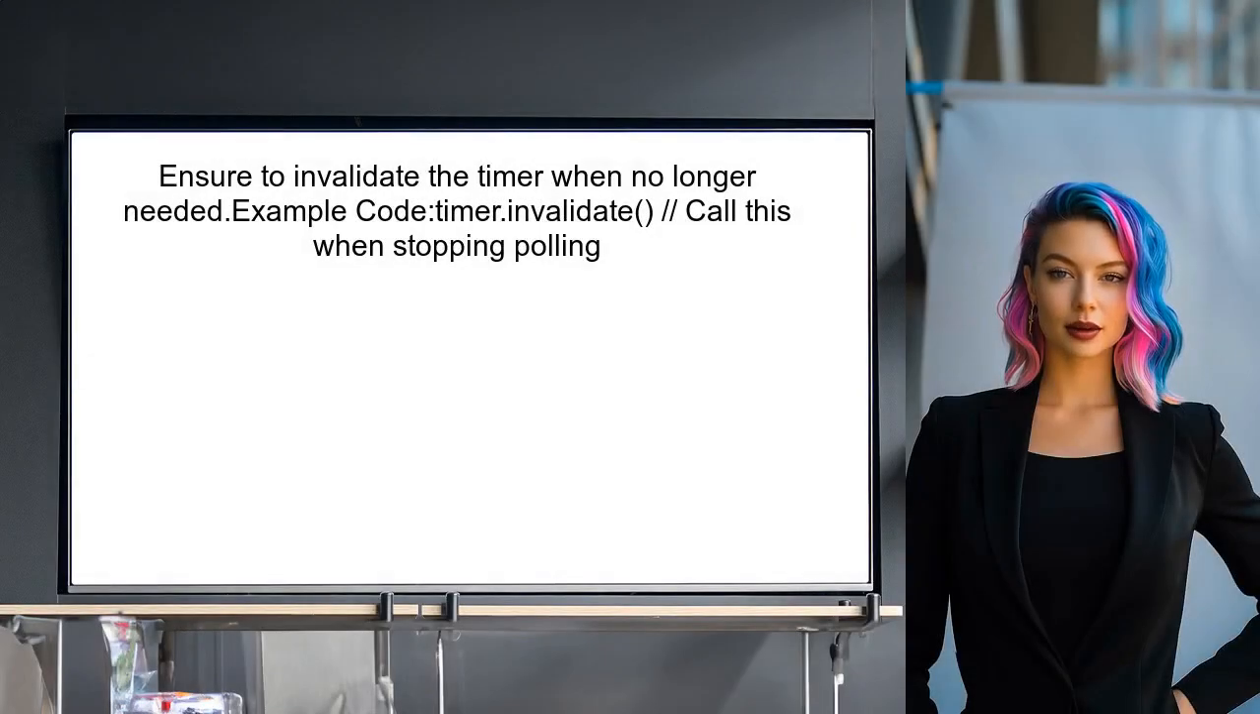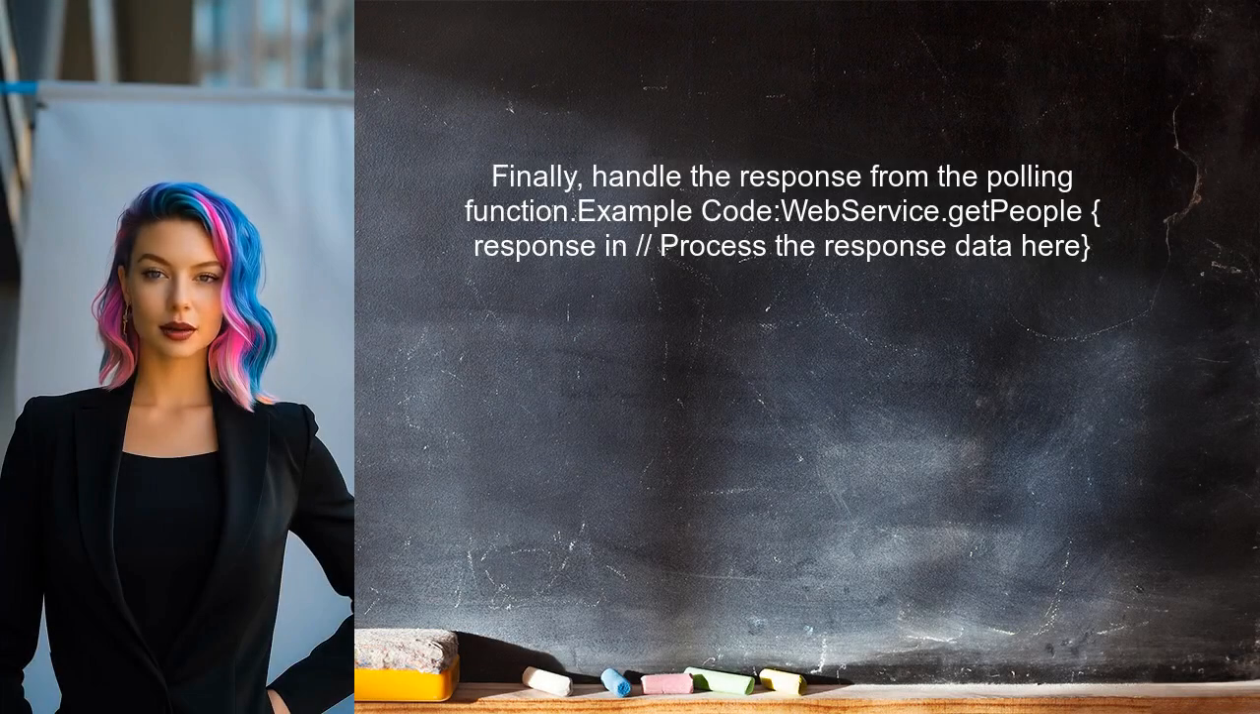Additionally, the user should ensure to invalidate the timer when it is no longer needed. This prevents memory leaks and unnecessary network calls. Finally, the user should consider handling the response from the polling function. This allows for better management of the data received from the server.